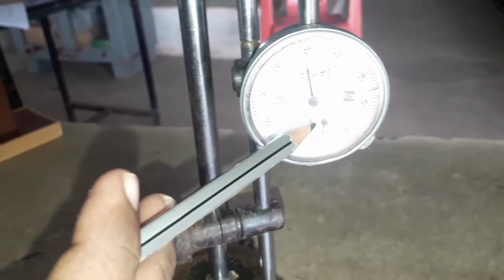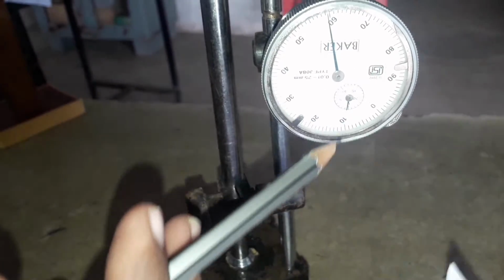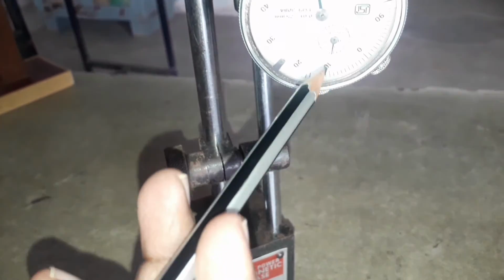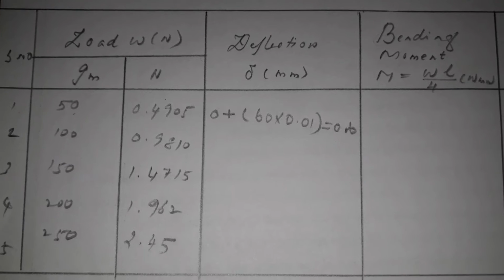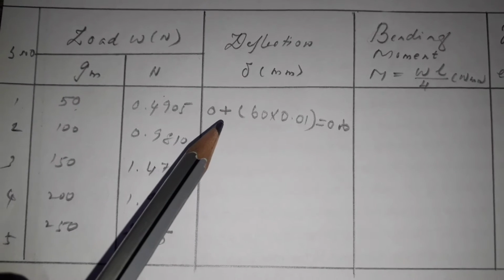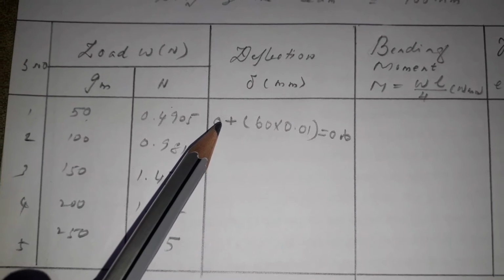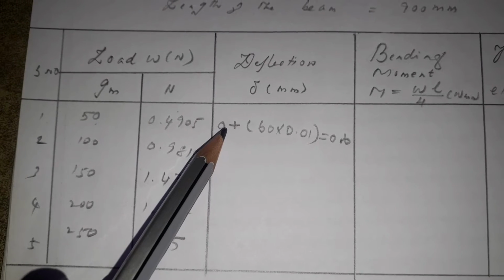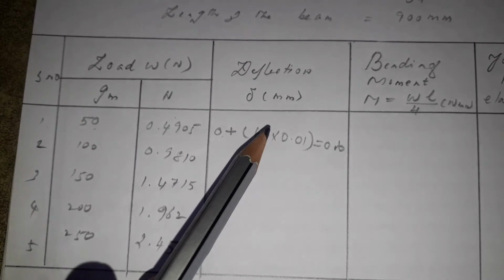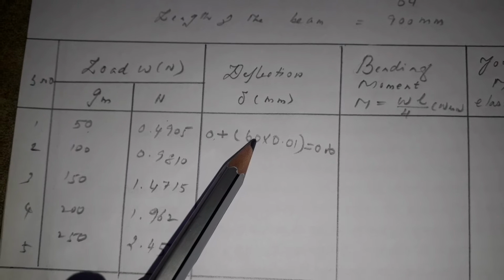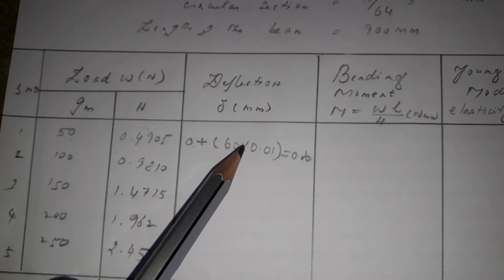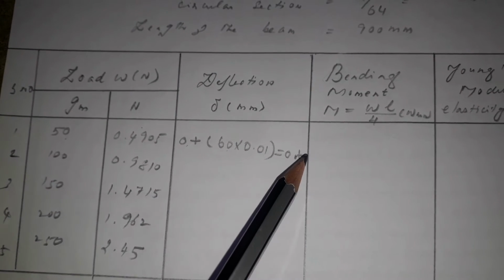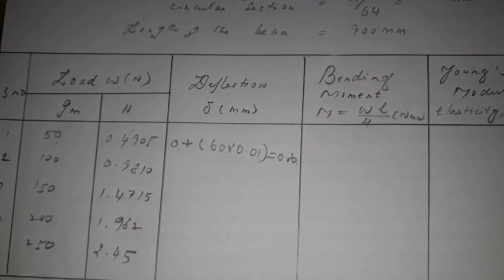First of all, note down the small dial gauge. Here, how many numbers? This is the first reading. So the small dial gauge value is shown here as 0, and the big dial gauge shows 60. So 60 into least count 0.01, the final answer is 0.6. Okay, now again repeat the procedure.